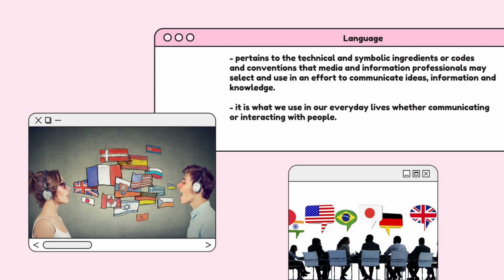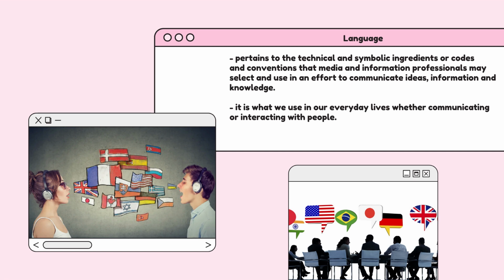Like for example, this girl communicates with the boy. So if she used English, he would have to use English as well to understand each other or to be able to communicate with each other. So English there is the language, and English is the way, or it is what they use to be able to communicate. So language basically means to be able to understand or communicate with other people.